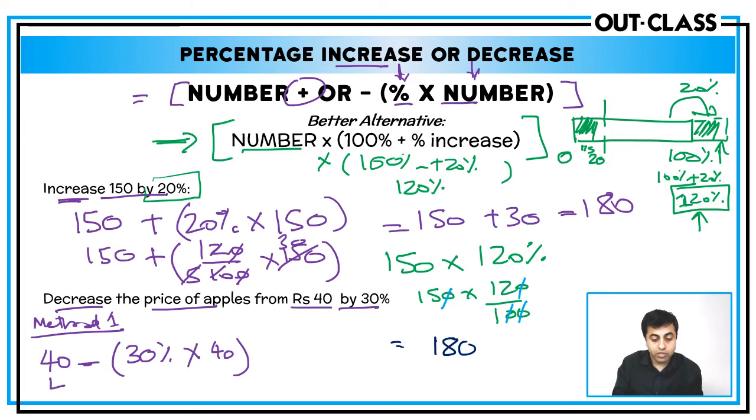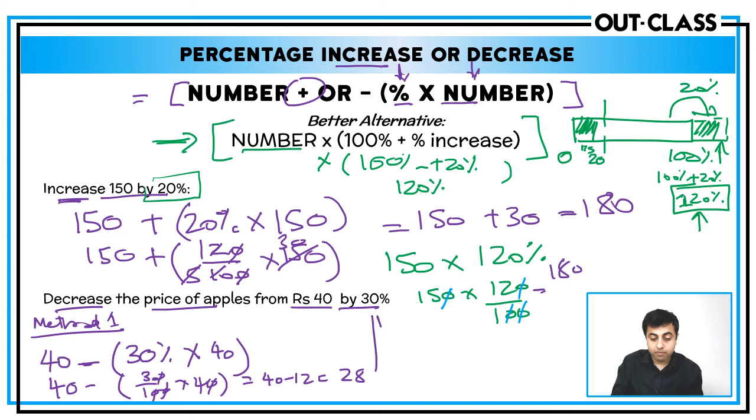So 30% off 40, which just means the off just means multiply. So I'm going to do 40 minus, what is 30% of 40? Well, 30 over 100 times 40. The zeros cancel out. I'm just left with 3 times 4, which is 12. So this is equal to 40 minus 12, which is 28. So that's method 1.